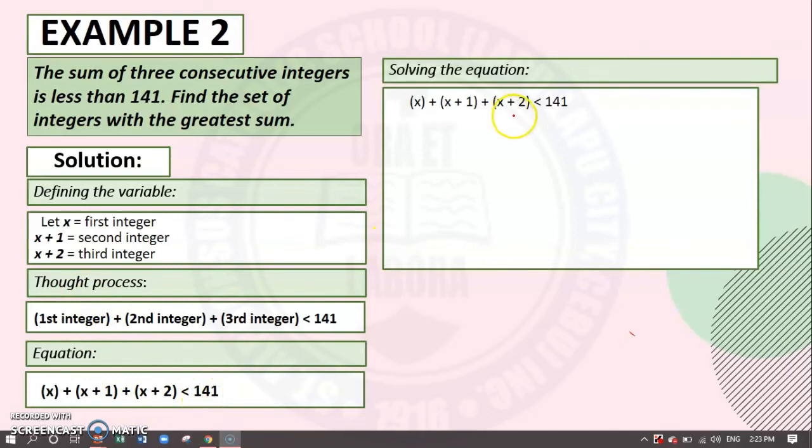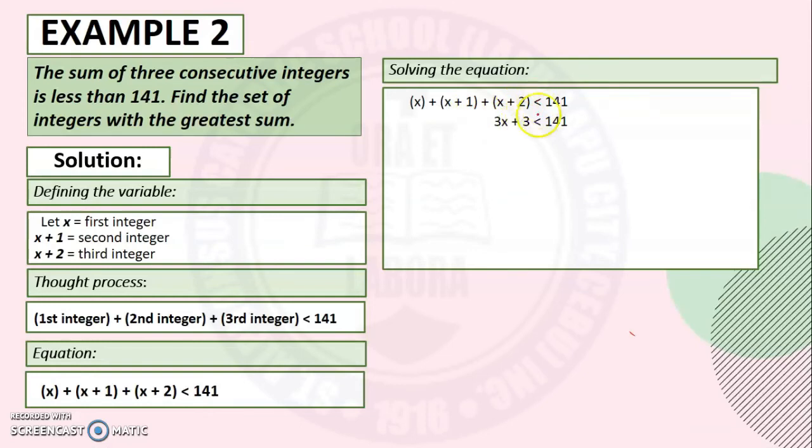Now let's solve the inequality. First, we will eliminate the parentheses. So this will become x plus x plus 1 plus x plus 2 is less than 141. Now let's combine the similar terms. We have here x, x, x, 3x. So x plus x plus x is 3x, and then combine the constants. 1 plus 2 is 3. Then copy less than 141.